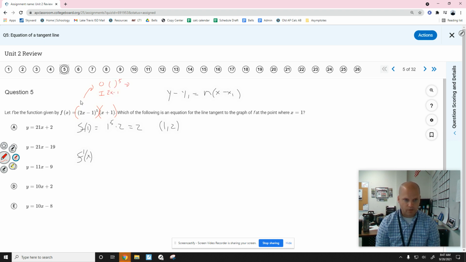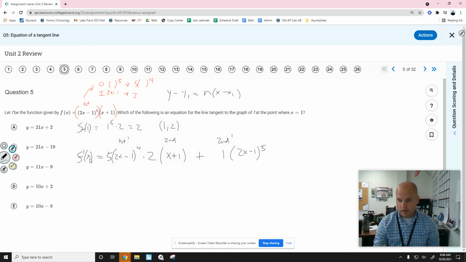So the derivative of the first will be 5 parentheses to the 4th times 2. I'm going to write that down. I'm going to fill in the parentheses. 5 parentheses 4th times 2. What starts in the parentheses stays in the parentheses. That's the derivative of the first, times the second, plus the derivative of the second, which is just 1. Derivative of x plus 1 is just 1, times the first.